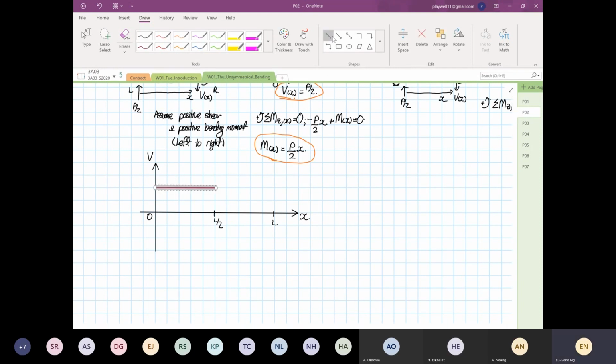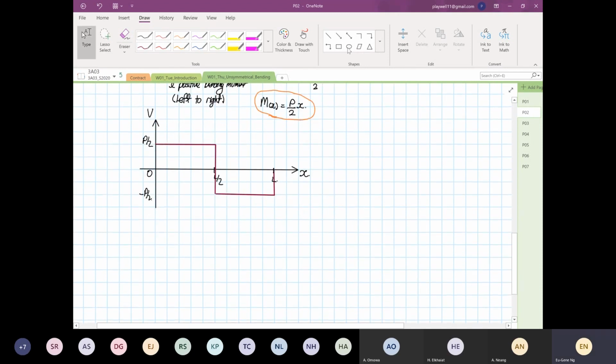Then at L over 2, it's going to come down by P. And then you go this way. And then it will go back up P over 2. Okay, so this is your shear force diagram for simply supported. Okay, so over here is your positive P over 2, and then down here will be your minus P over 2, right?